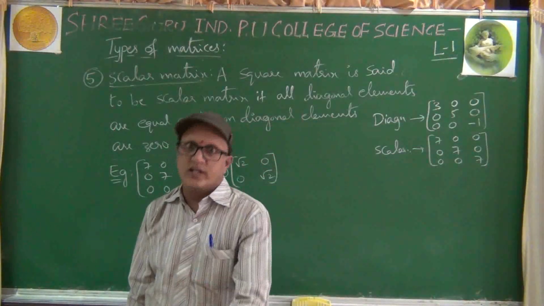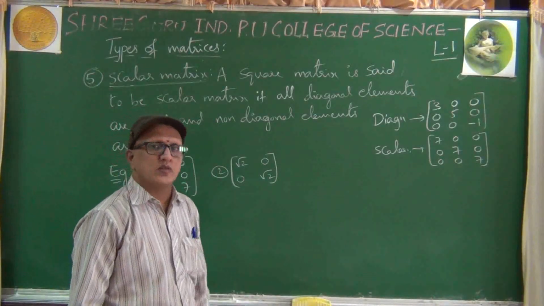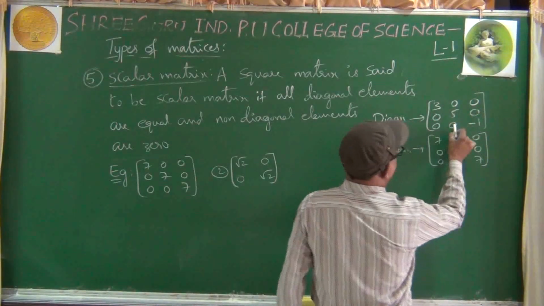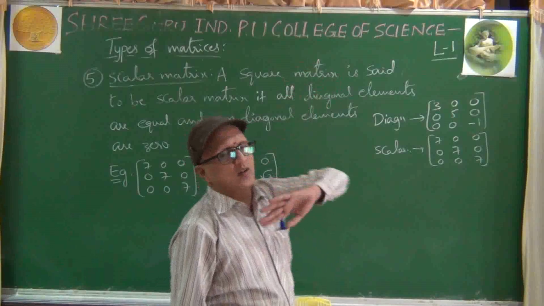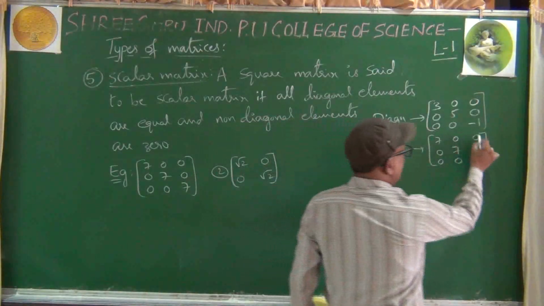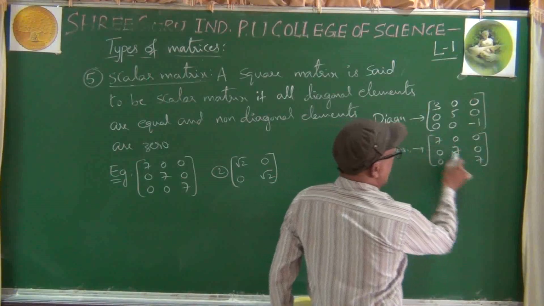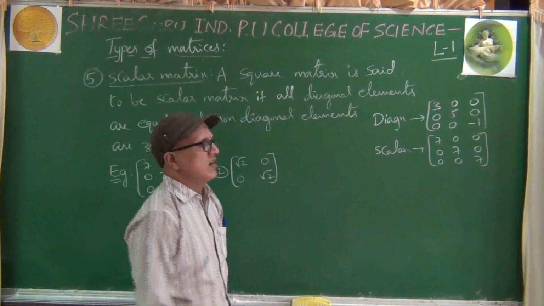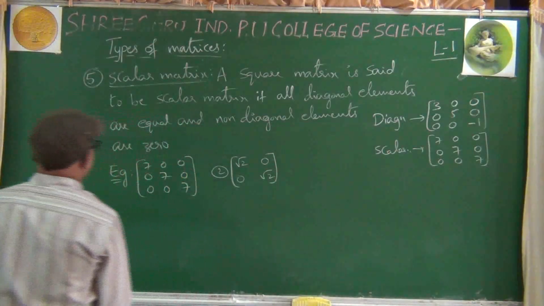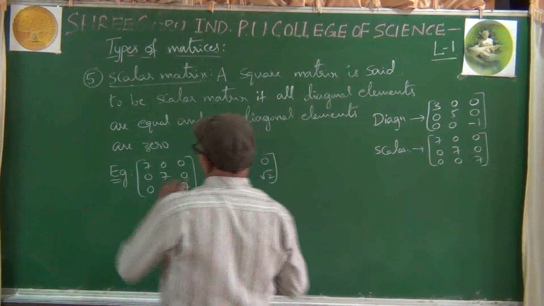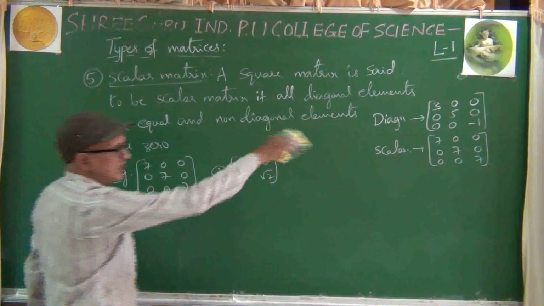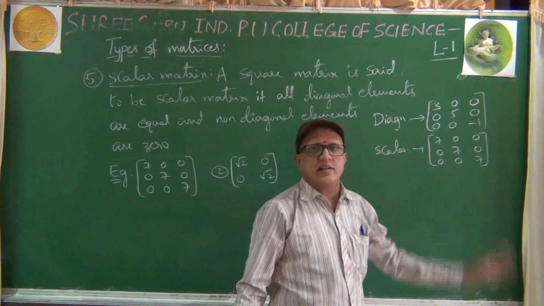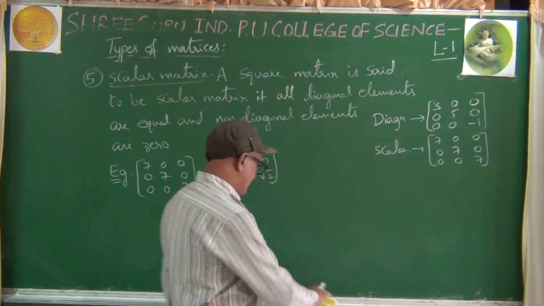See the difference between diagonal and scalar. Both are square matrices only. Diagonal elements are there. If non-diagonal elements are zeros, then that is a diagonal matrix. Non-diagonal elements are 0 and all diagonal elements are the same, then that is called a scalar matrix. Coming to the next definition, same type. That's why I am writing the particular examples here. By comparison, you can understand easily what is a diagonal matrix and what is a scalar matrix.